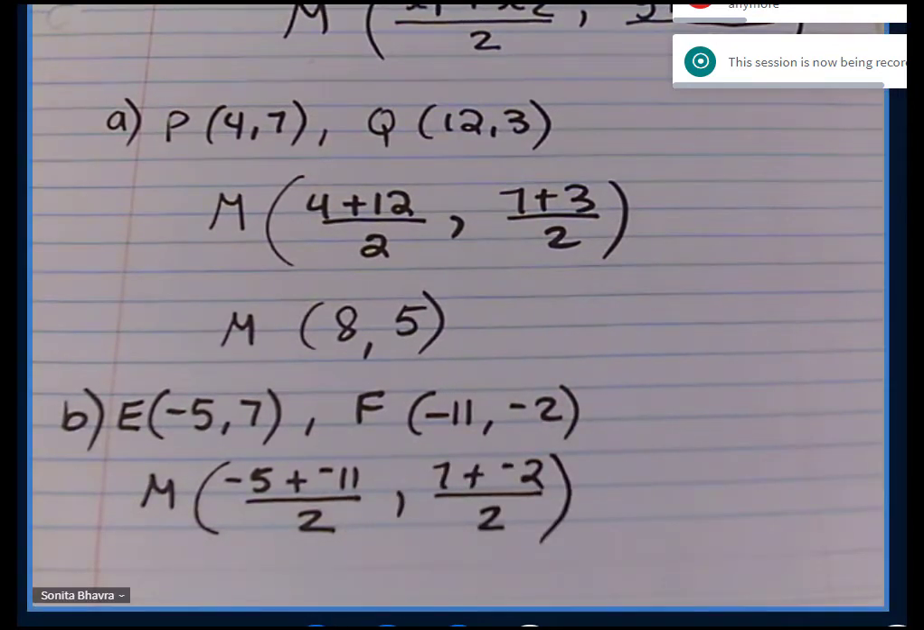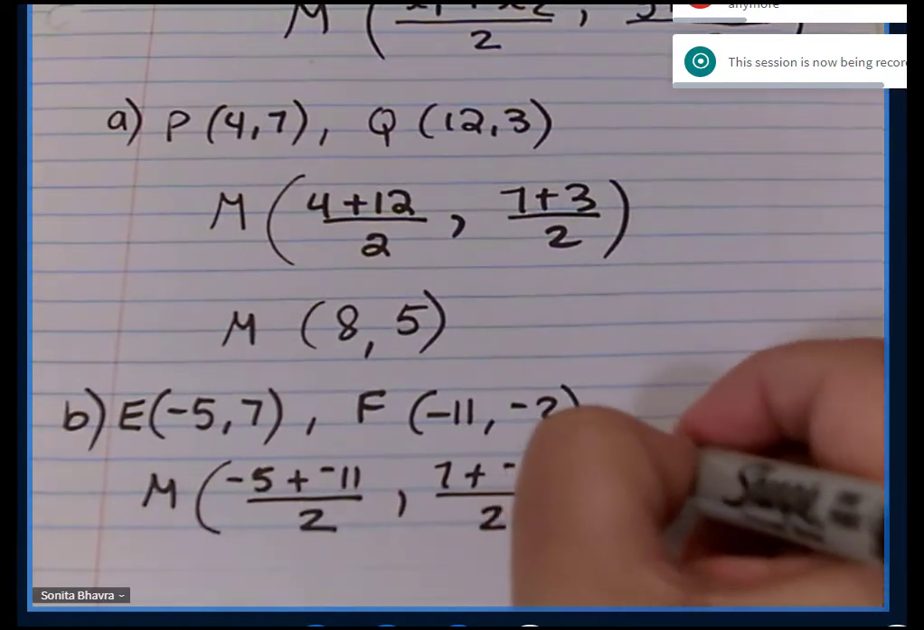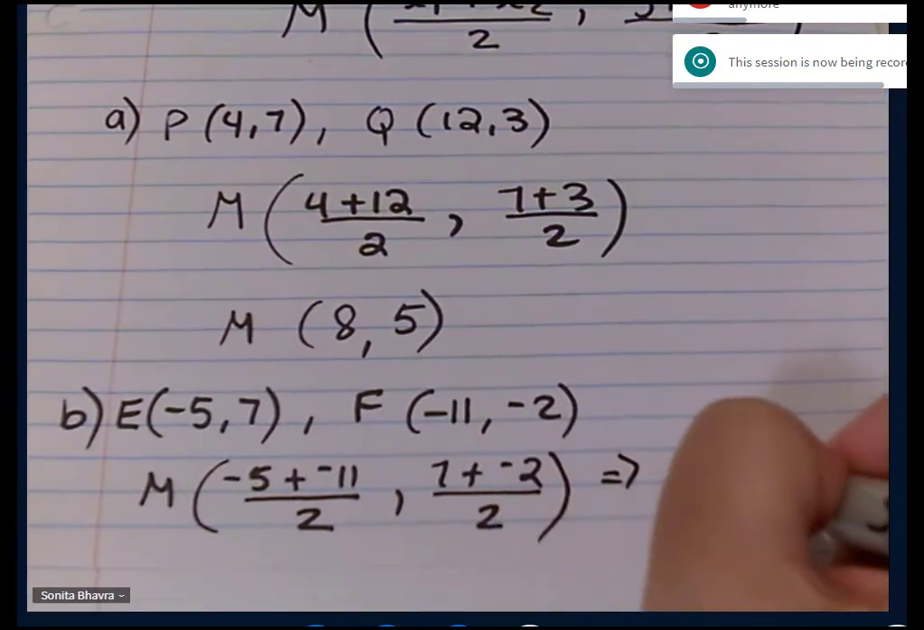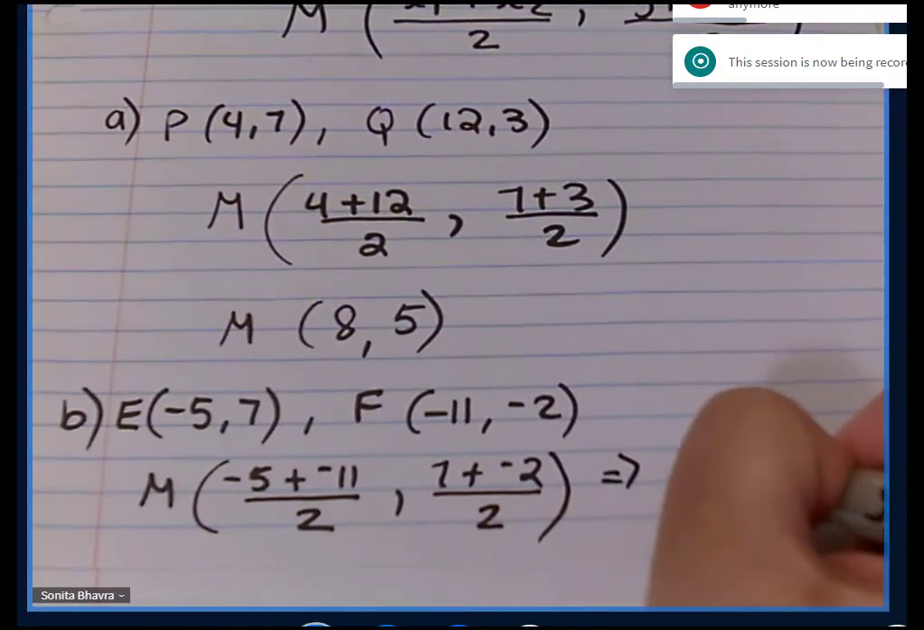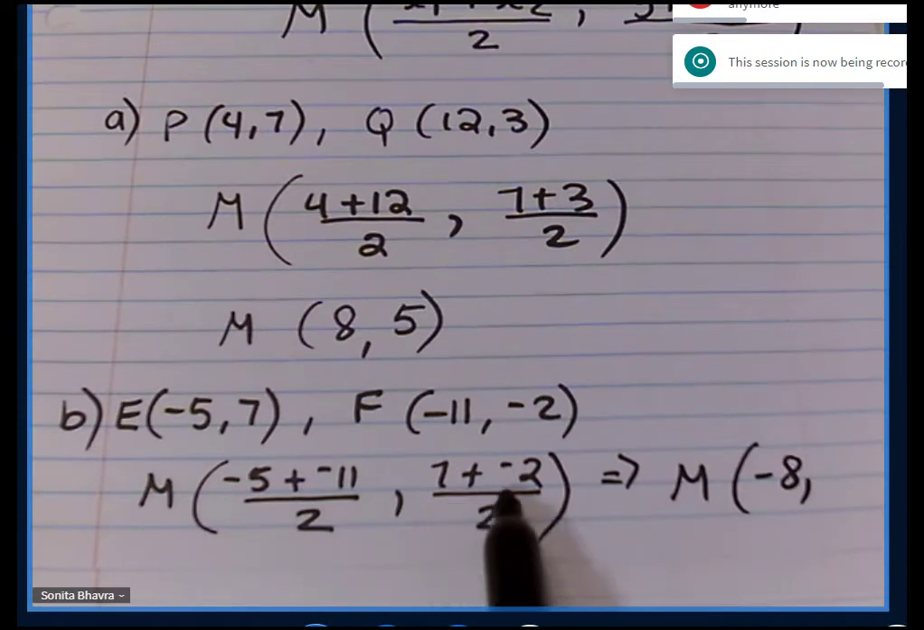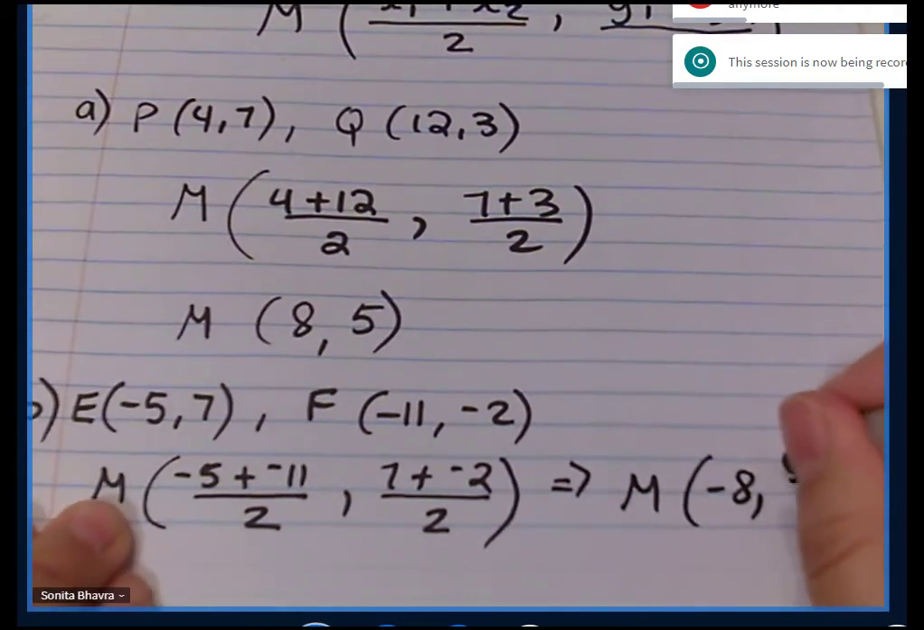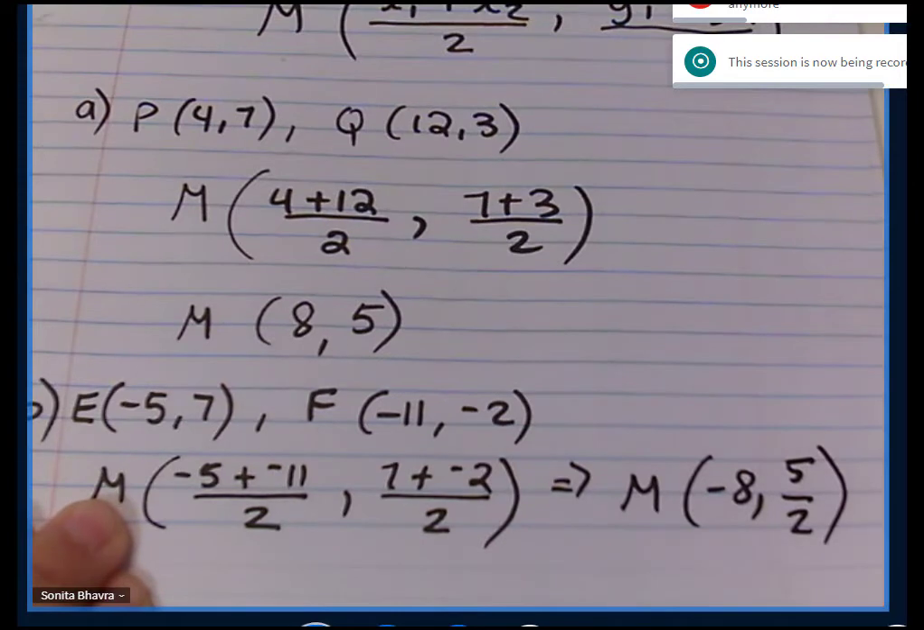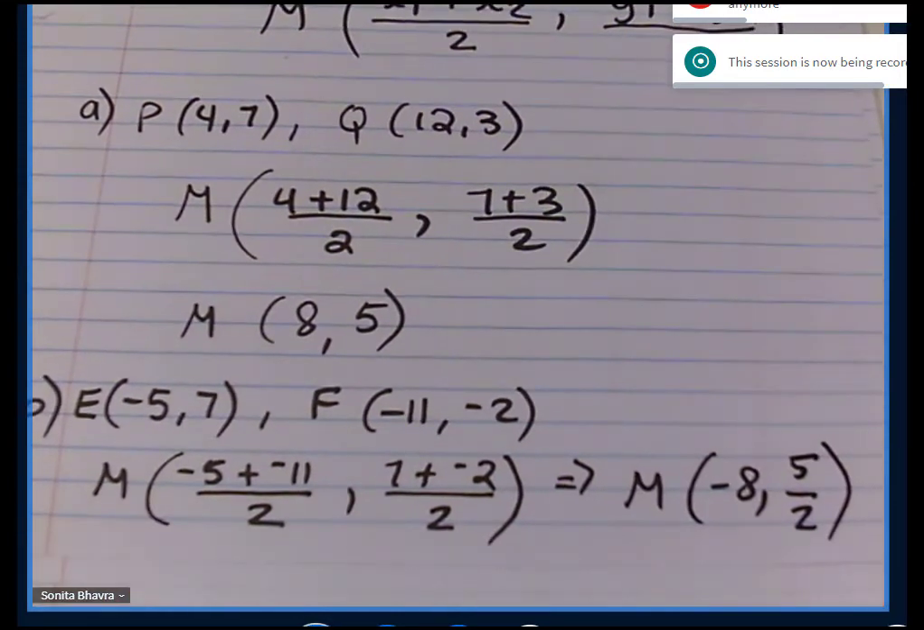All right, so negative 5 plus negative 11 divided by 2, that gives me negative 8. And then 7 plus negative 2 over 2, that gives me 5 over 2, and we'll leave it as a fraction. So just 5 over 2. So that would be the midpoint of these two coordinates.